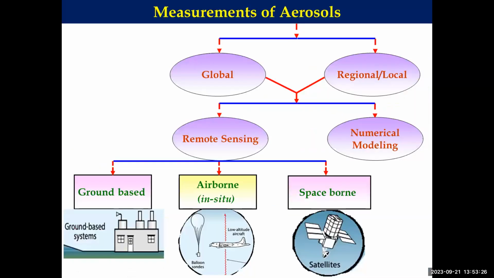So these are the various measurement techniques. That can be done on a global, regional, or local basis using remote sensing techniques or numerical modeling. In this talk, I'm mainly focusing on the remote sensing technique, which can be divided into three different parts: ground-based measurement, airborne, which is also known as in situ measurement, like measurement through aircraft or balloon sonde, and then spaceborne measurement through satellite.